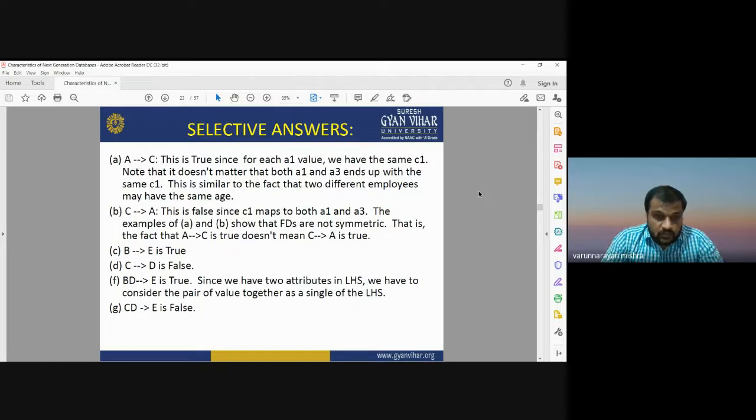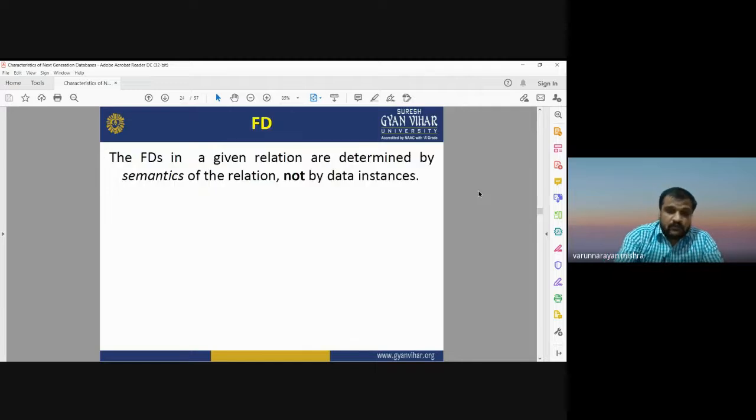B to E is also true, C to D is false, and another option, that is BD to E, is true because we have two attributes on the left hand side, and we have to consider the pair of values together as a single LHS. And CD to E is also false. So out of all the options available, only three options are true, and the rest of the options are considered false.